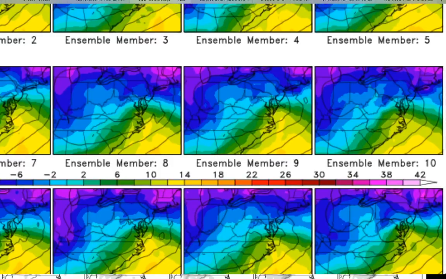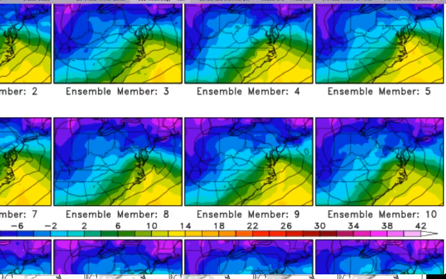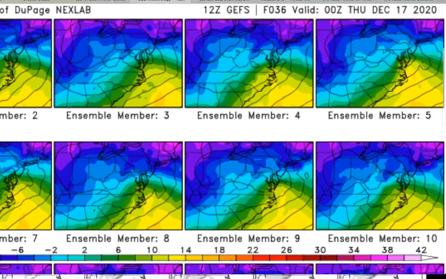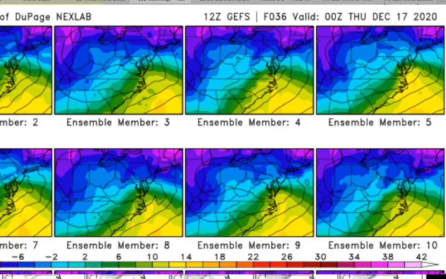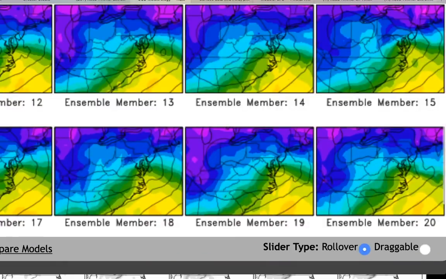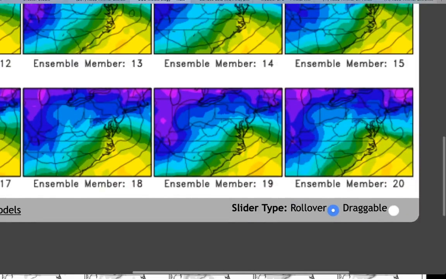Here's the 850 millibar temperature. A lot of cold air definitely anchored over the northeast, and the 1035 high over eastern Canada is responsible for this cold air mass, cold blob of air just waiting in the northeastern U.S. for this storm system to arrive.